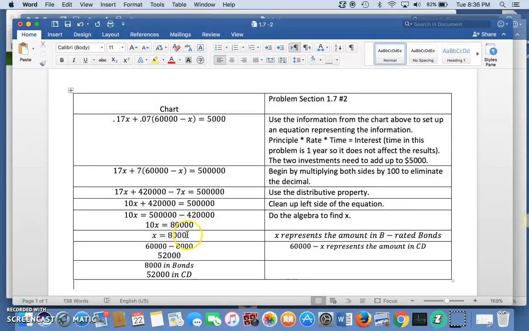80,000 divided by 10, mark off a 0, is simply 8,000. 8,000 is the amount that is invested in the B-rated bonds. Now, the 60,000 minus the 8,000 is the 52,000, and that would be the amount that is invested in the CDs.